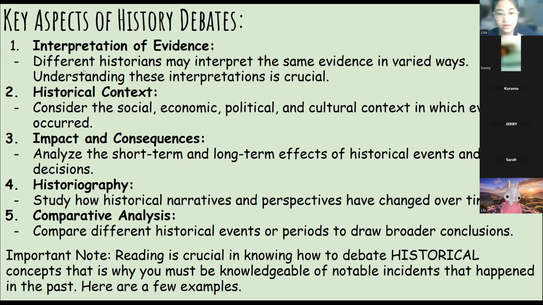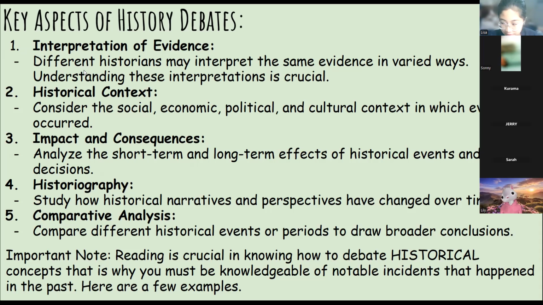Secondly is the historical context. This is about considering the social, the people around us, the economic, which is about money, the political, which is the politicians and everything about politics, and the cultural context, which is about the culture that we are living in when events occur. So the simple way to put it is which events occurred in what places and at what time, and you should have the accurate information for that.